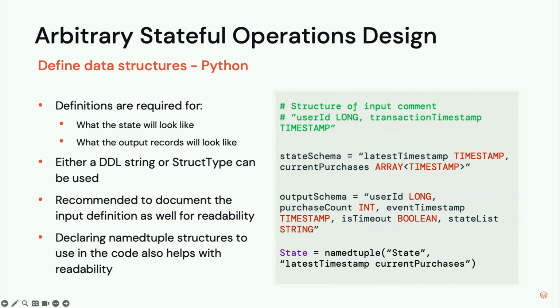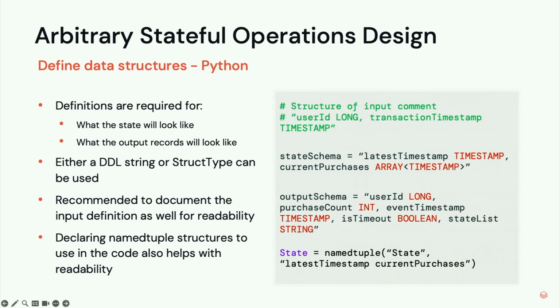Now let's talk about Python. And I was very happy to get the Python API for this, by the way, because it's unlocking several customers that are Python shops. This is going to look similar, but there are a few differences. Definitions are required for what the state's going to look like and what the output records are going to look like. They must be either DDL strings or struct types. The reason for this specificity is that they are going to be passed to the apply in pandas with state call. These are two required arguments. So it's good to define them at the beginning.